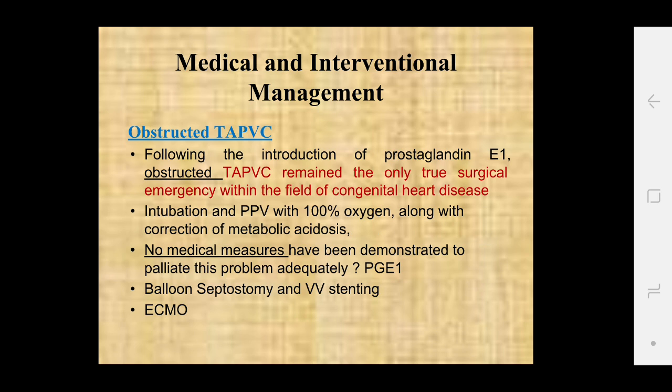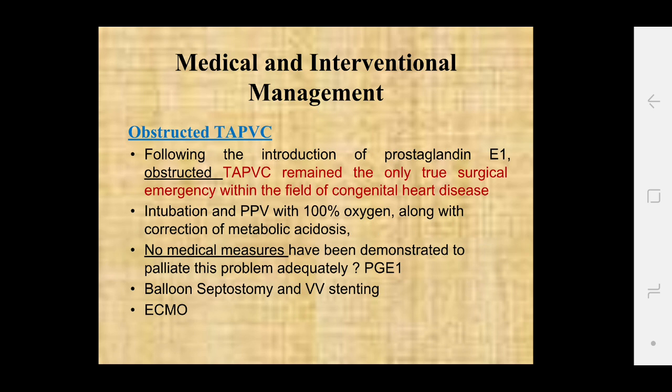So, if there is obstructed form, immediately you need intubation, you need positive pressure ventilation, you need high oxygenation, you need to correct the metabolic acidosis, the patient in severe pulmonary edema, severe cardiogenic shock. Usually these medical measures are difficult to actually control the patient because there is mechanical obstruction of the flow coming from the lung. Usually the prostaglandin has no definite role.